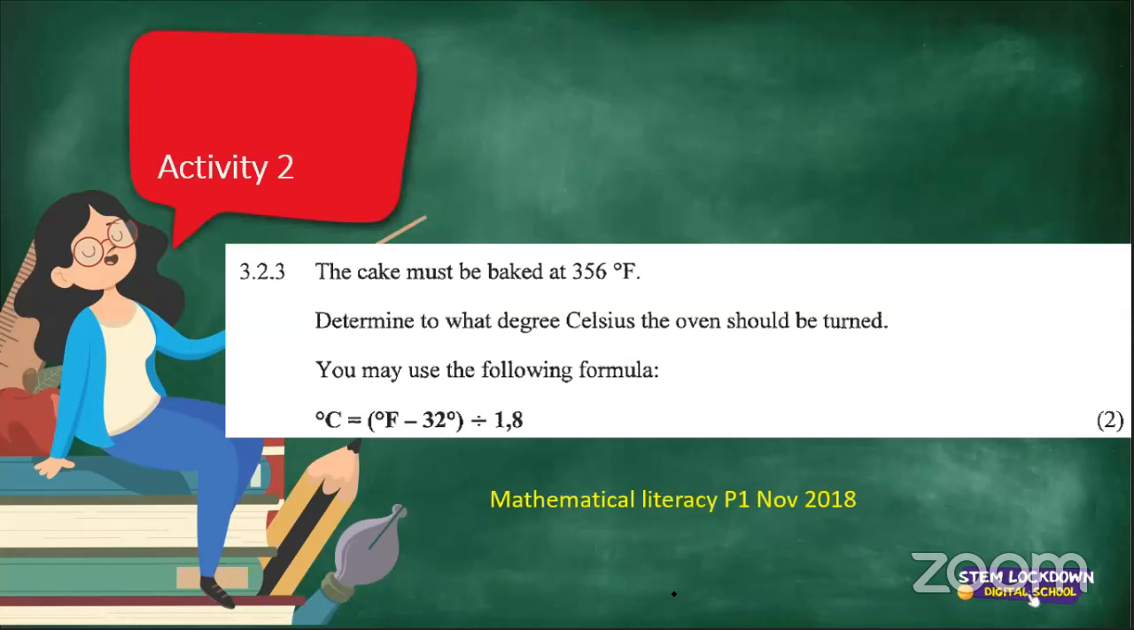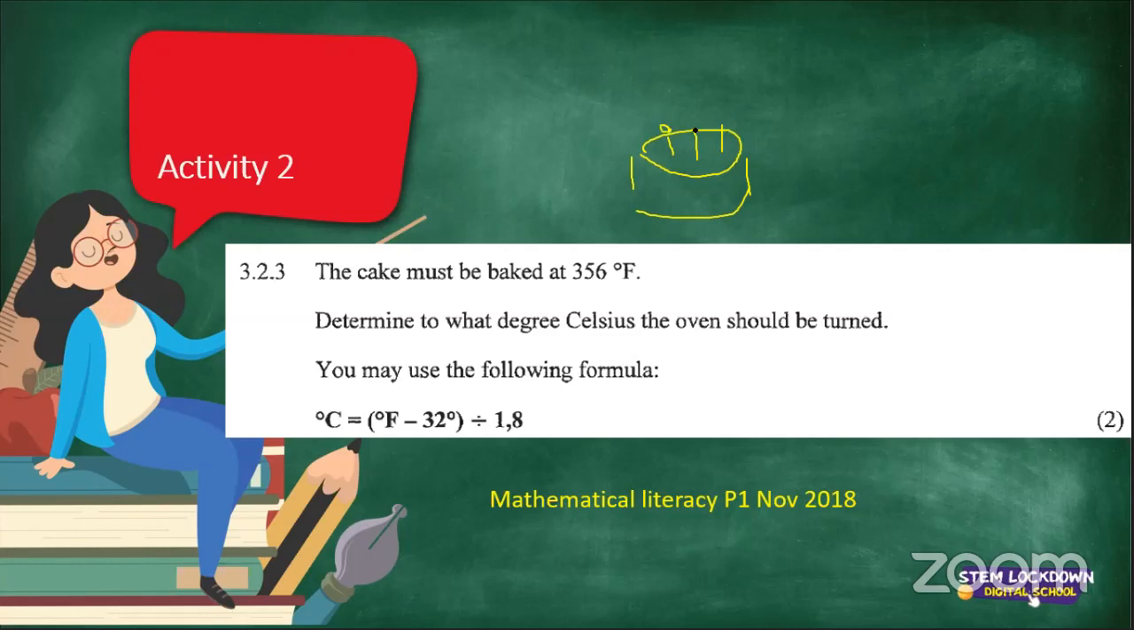Here's another question, activity 2. Activity 2 is yours. Today, all of the activities we'll do together because, as I've said again, this section is very, very easy and very short. The cake must be baked. So someone is baking a cake. Oh, I love cakes. There's a cake.